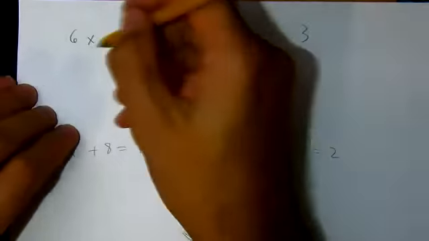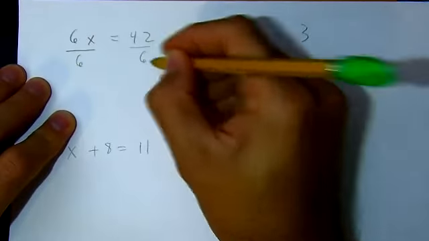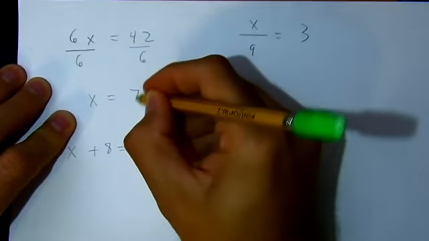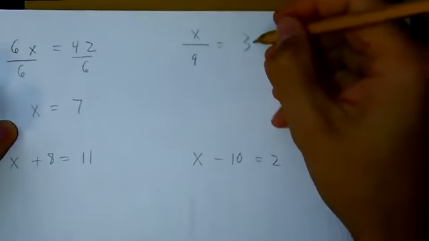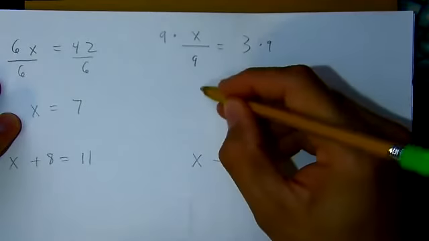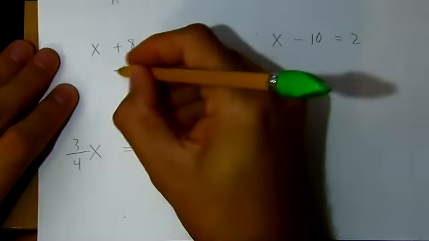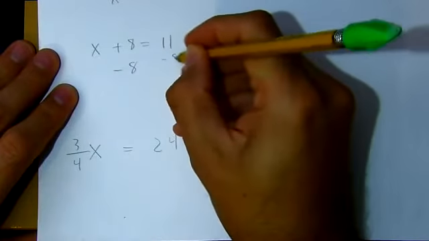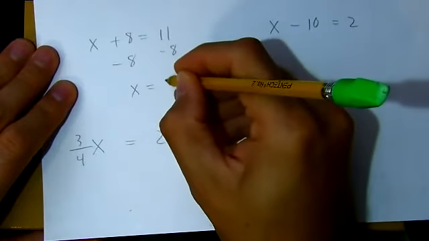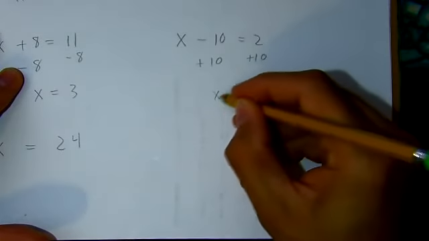All right, on the first one, you should have divided because this is a multiplication problem. So x will be 7. On this one, you should have multiplied because this is a division problem. X is 27. On this one, you should have subtracted 8. So x is 3. On this one, you should have added 10. So x is 12.